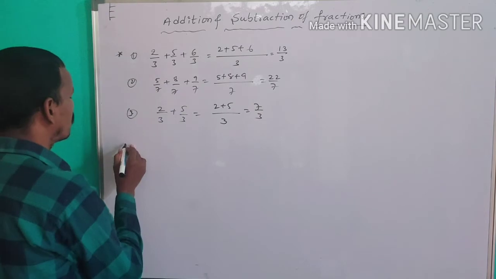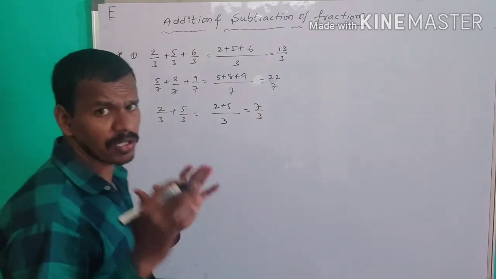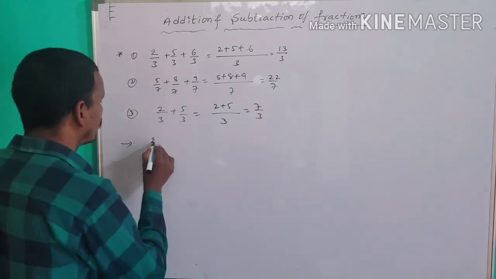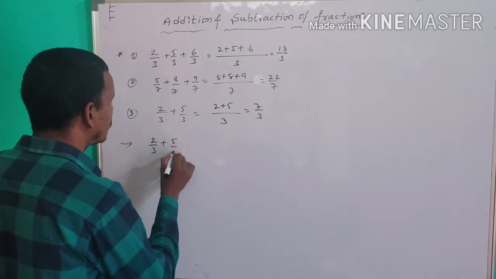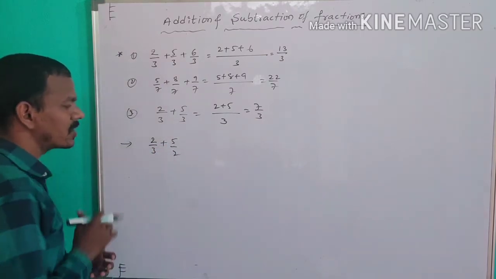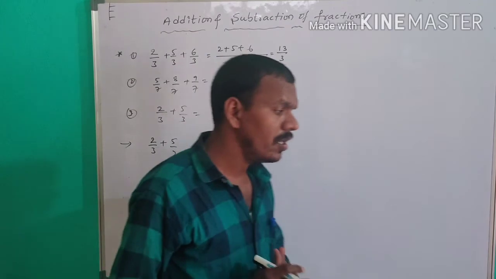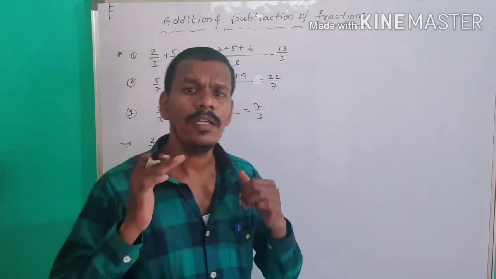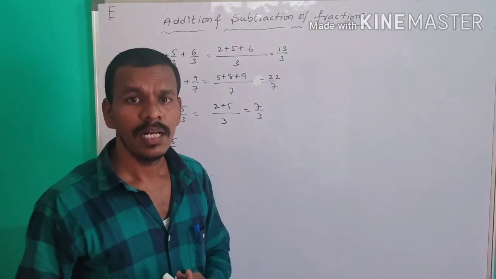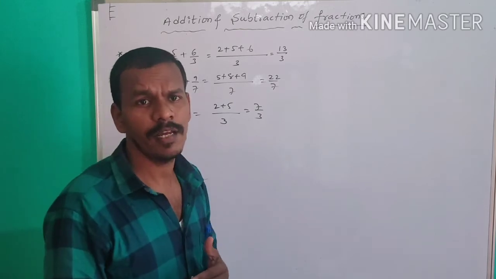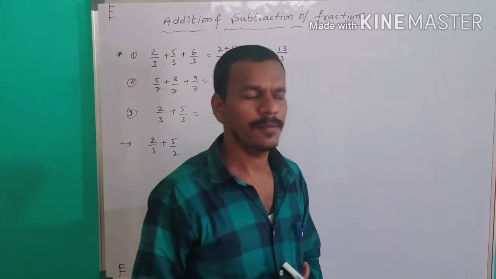Now, if the denominators are different, how can we add? 2 by 3 plus 5 by 2. If both denominators are different and two fractions are given, it is better to follow cross multiplication. Otherwise, if more than two fractions are given, the LCM method is better.